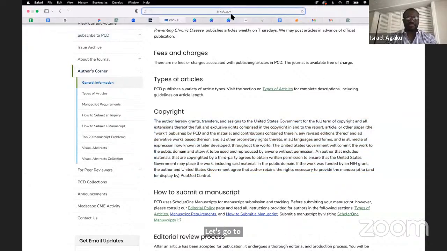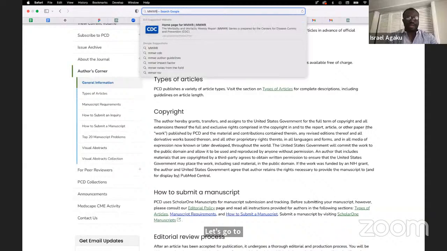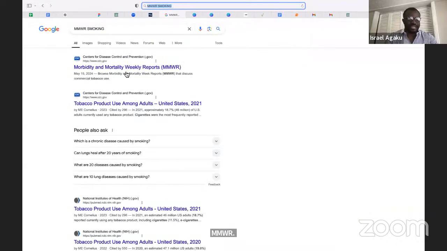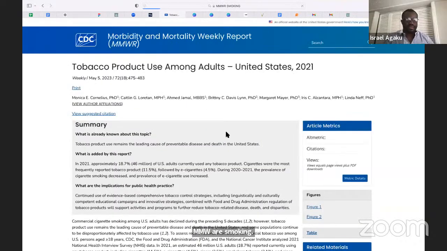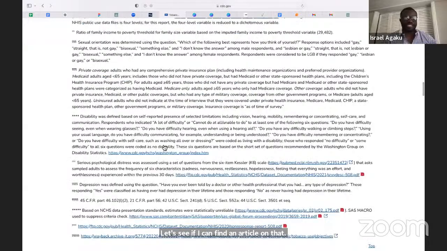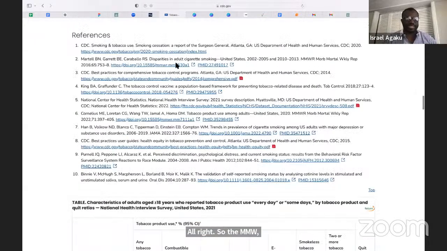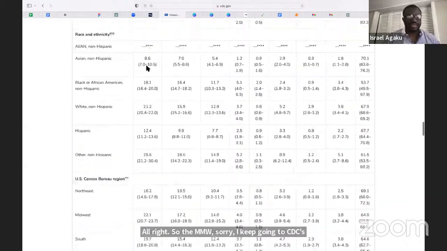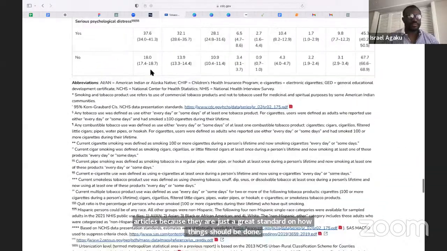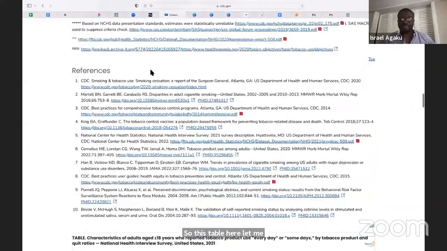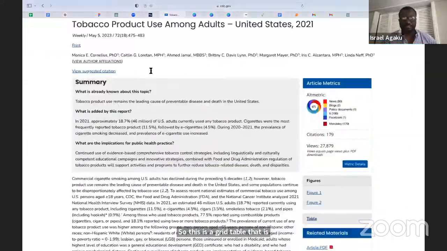Let's go to MMWR, smoking. Let me see if I can find any article on that. All right, so the MMWR, sorry, I keep going to CDC's articles because they are just a great standard on how things should be done. So this table here, this is a great table that is able to stand alone. Let me pull the PDF. I think it's just easier to see it in PDF form.